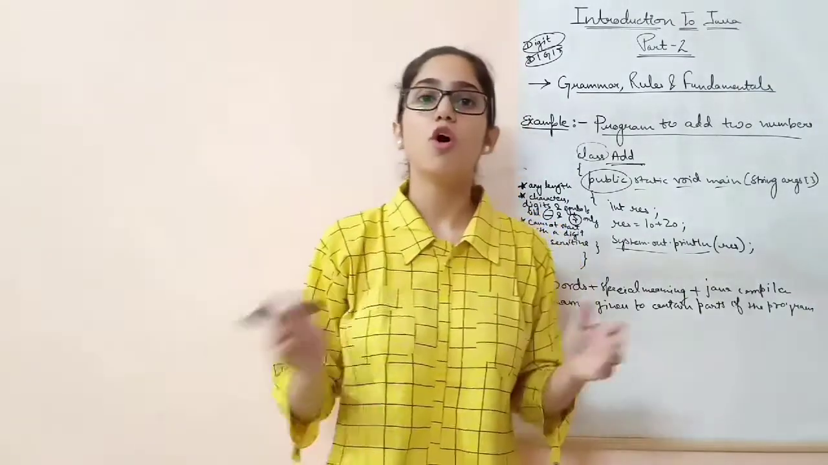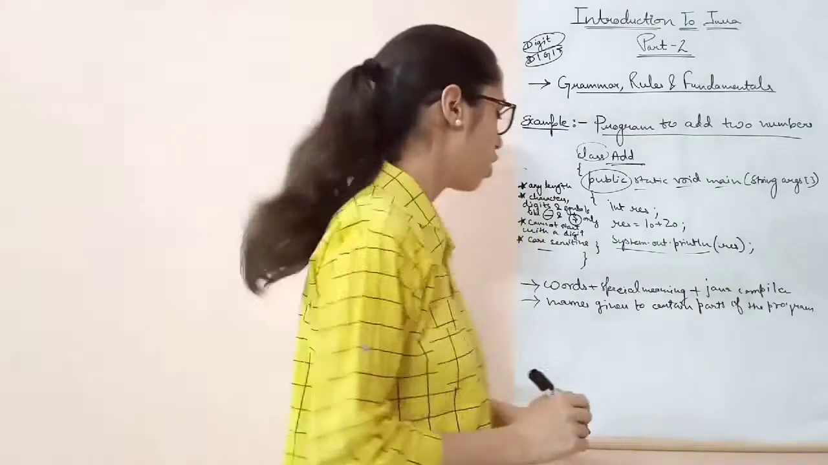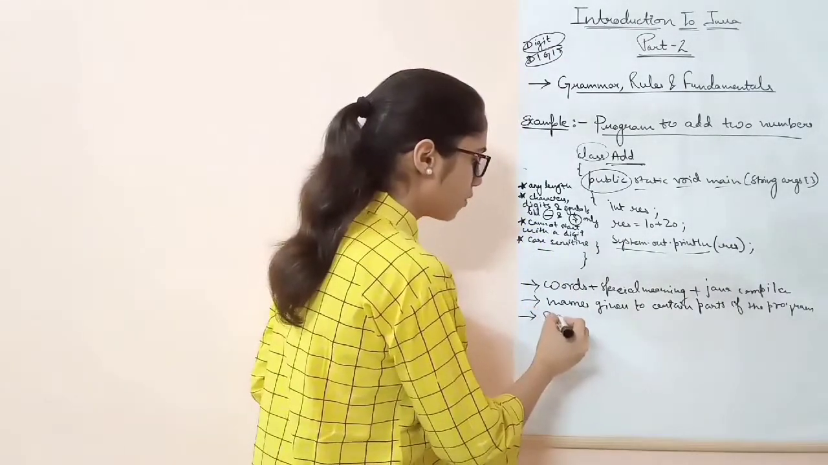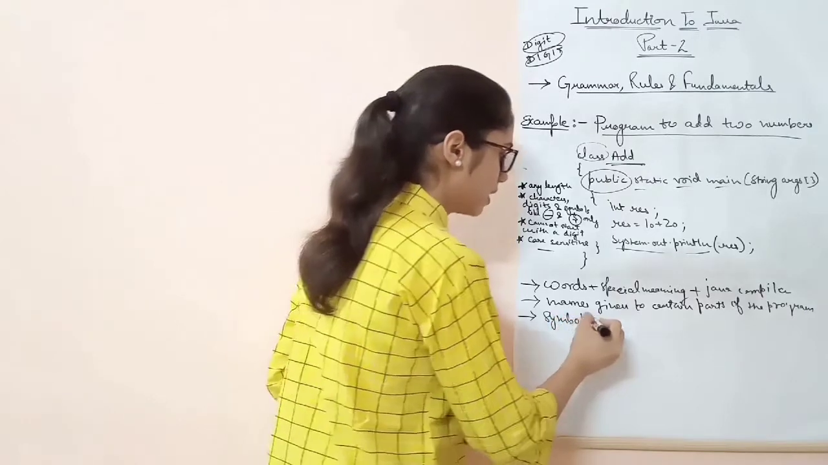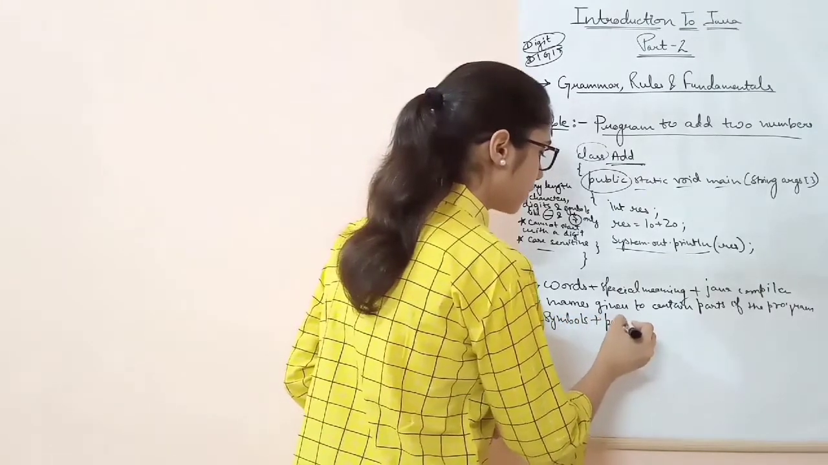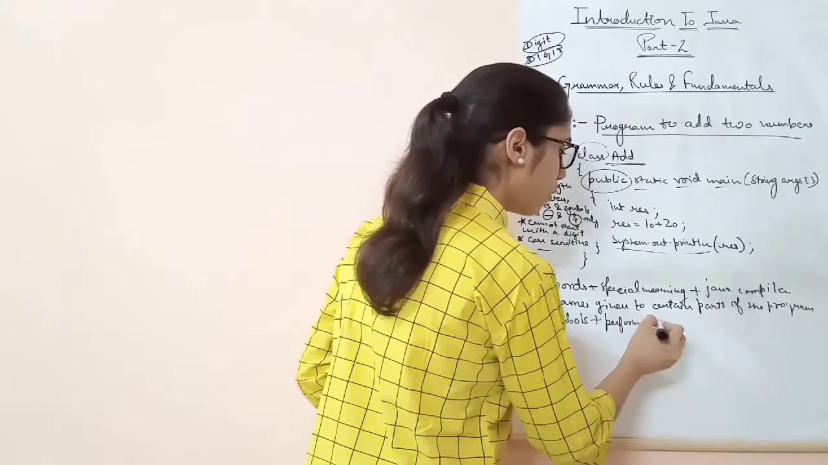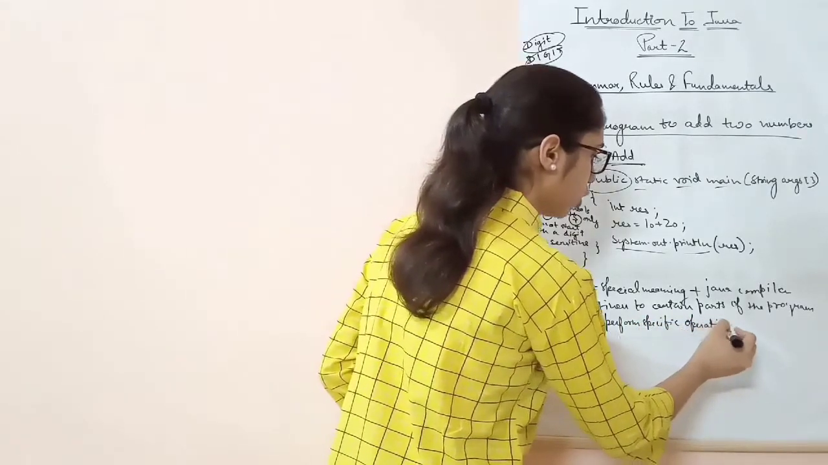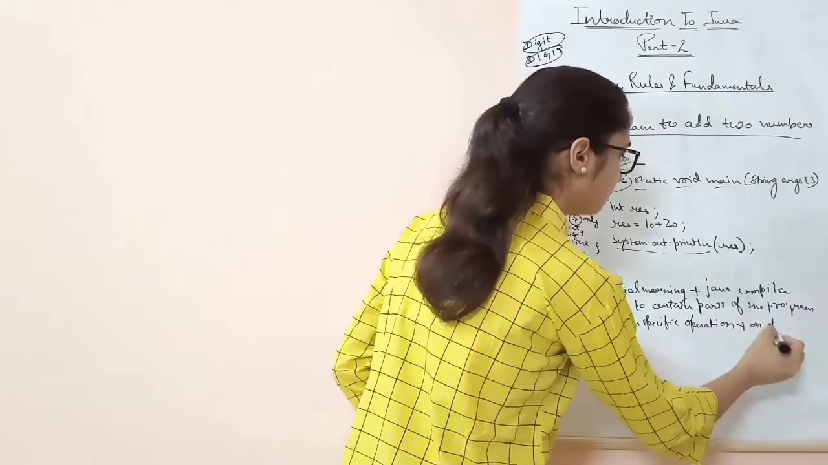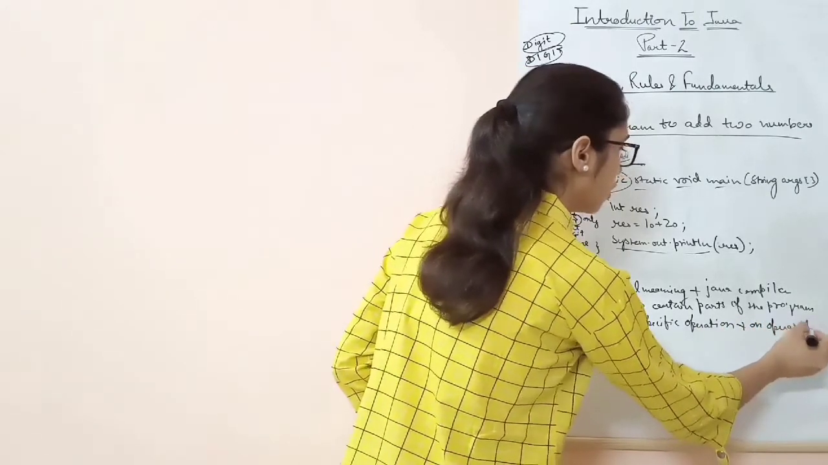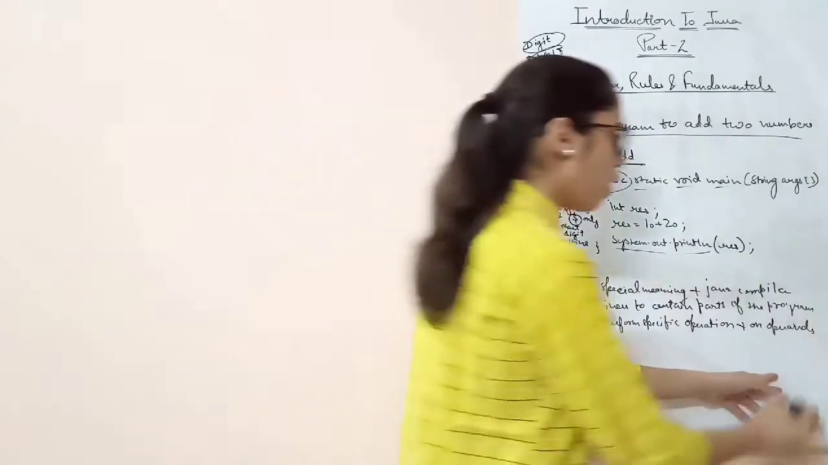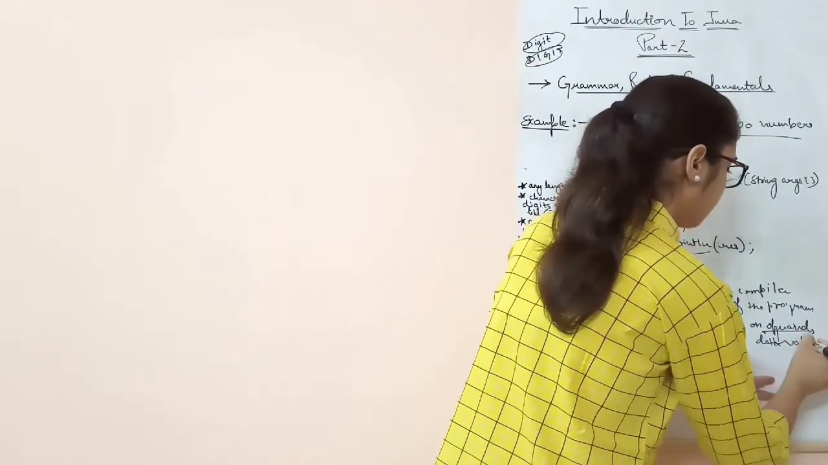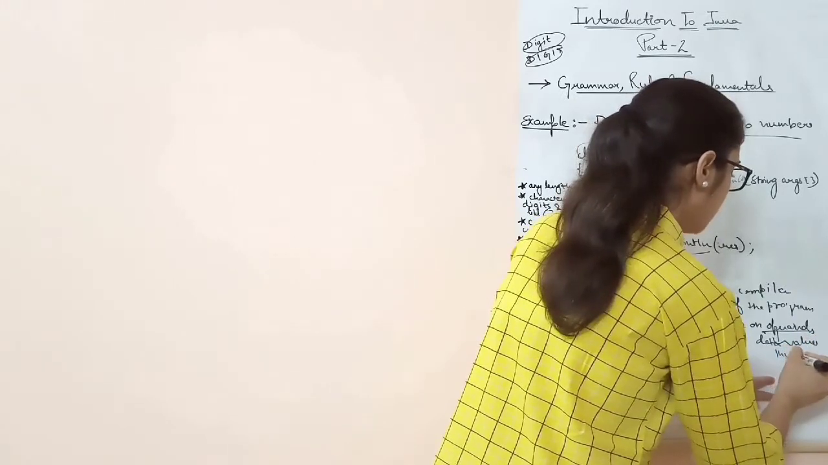Now let's move on to the next token, which is operators. What are operators? Operators are the symbols that perform specific operation on operands. What are operands? Operands are the data values involved in the program.